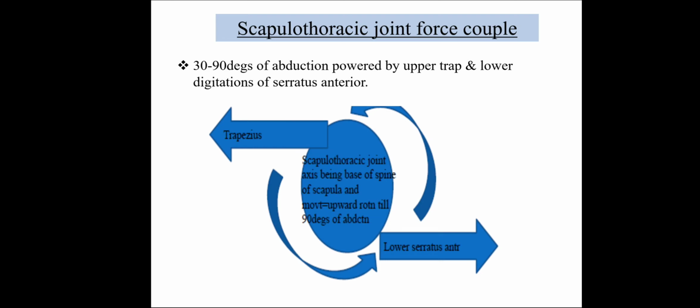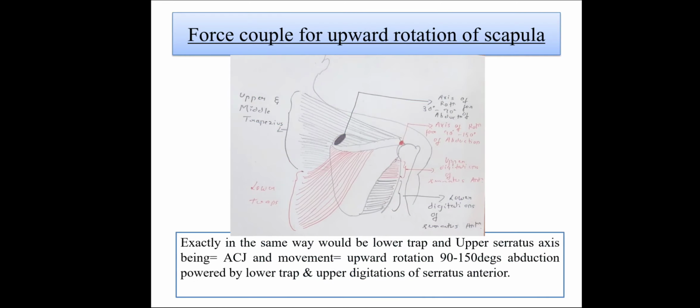Now looking into the theory in depth, for 30 to 90 degree of abduction powered by upper trapezius and lower digitation of serratus anterior, look at the diagram. When upper trapezius is pulling the circle in one direction to complete the rotation of the scapula, lower serratus anterior has to activate. In the same way, for further upward rotation of the scapula, lower traps and upper digitation of serratus anterior have to activate for 90 to 150 degree of abduction of the glenohumeral joint.